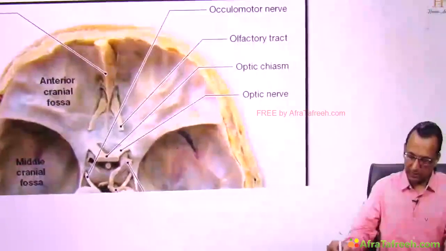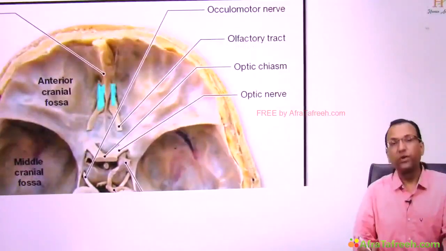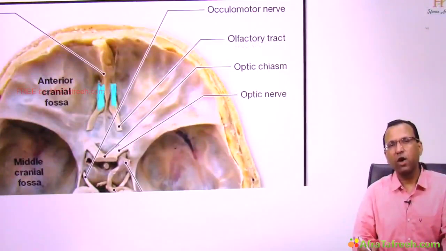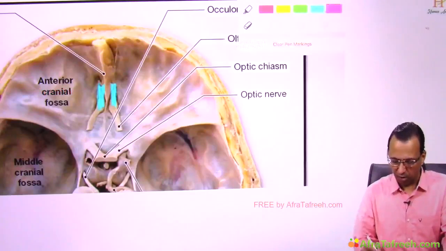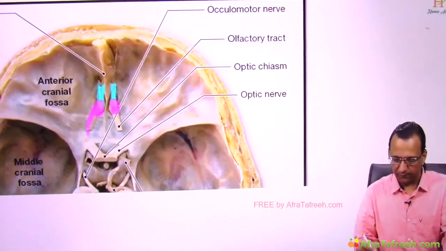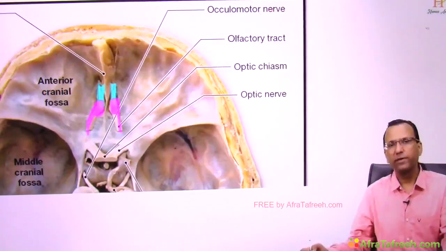This is the roof of the nasal cavity, the cribriform plate of the ethmoid bone, with the olfactory nerve coming to synapse in the olfactory bulb of the brain. So that is the olfactory bulb of the brain.